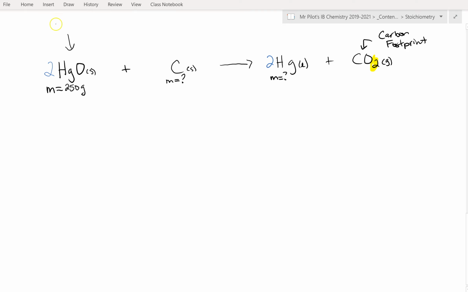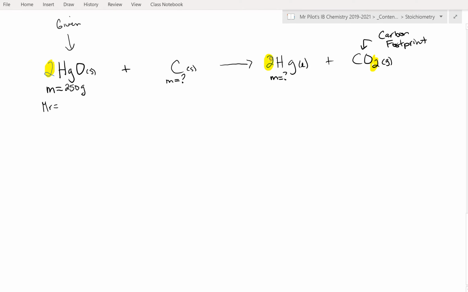So my given, this is what's been given here. If I've been given a mass, then I can go from mass to moles. So I do that by finding the molar mass first, because the molar mass is kind of like the bridge between the two worlds, the world of mass and the world of moles. And remember, for moles, we use our ratios here, our molar ratios.